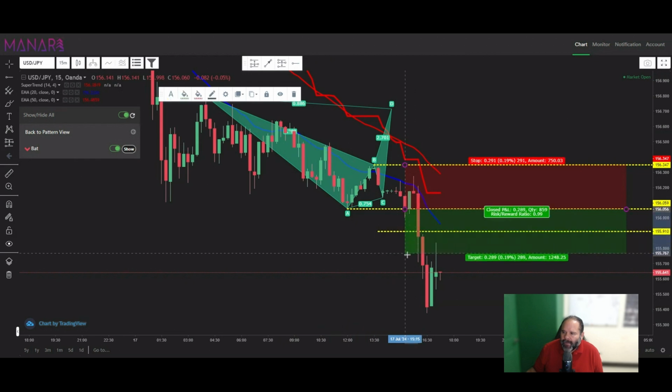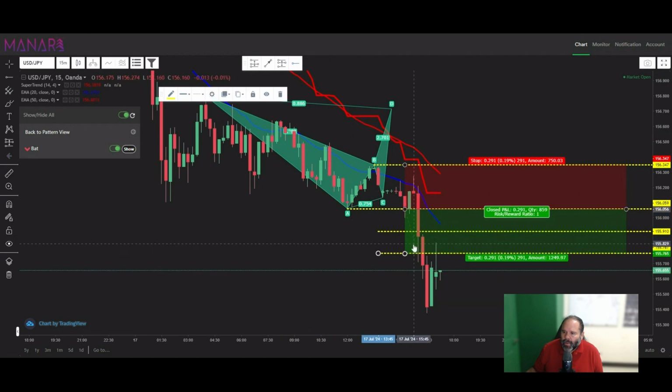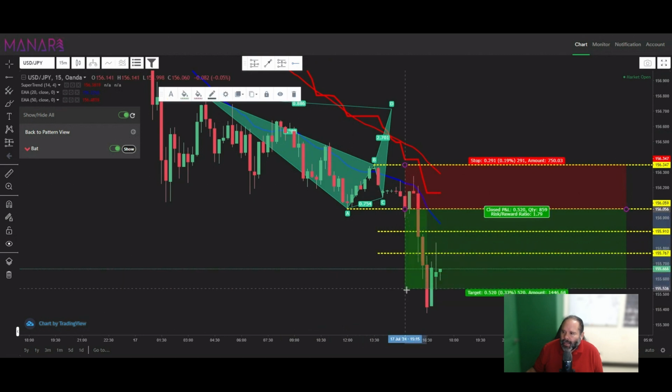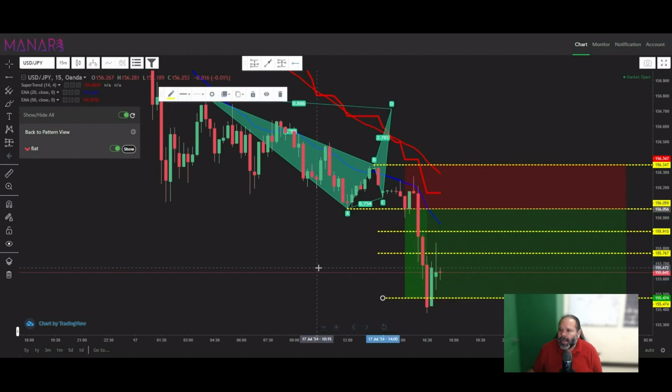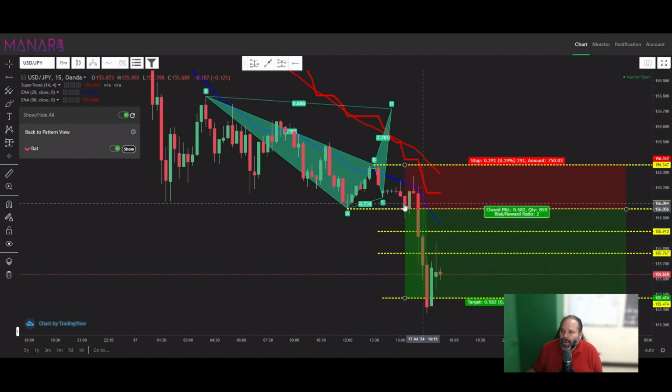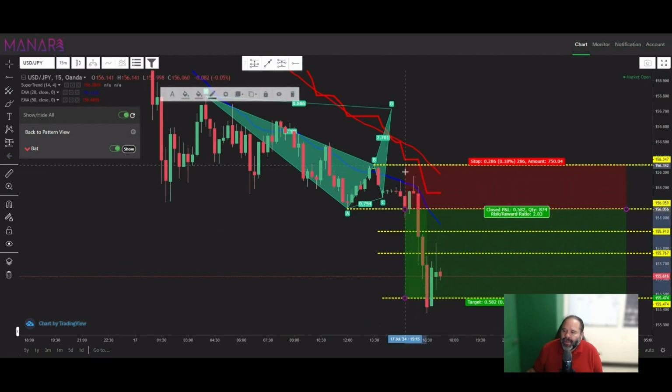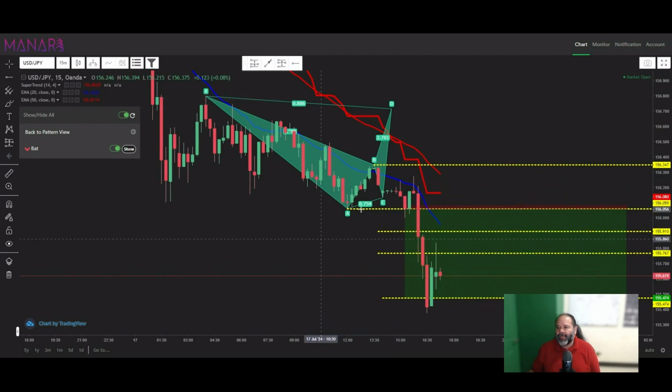Then we have 1 to 1, which is right here. And then we have 1 to 2 that it goes all the way to there. So same, you see, we could have taken this trade and it went to TP1. We could have moved the stop loss to break even. Then it went to TP2 and TP3. Perfect trades.